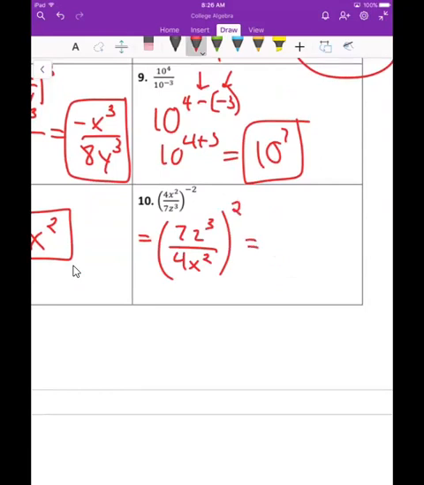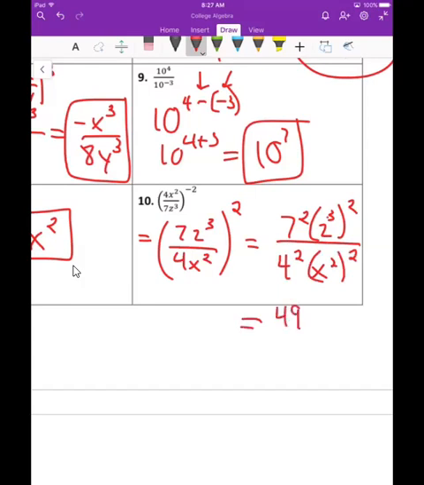This then becomes 7 squared, z cubed gets squared, over 4 squared, and x squared gets squared. So your final answer here would be 49, when you take 7 squared, z to the 6th over 16, from 4 squared, x to the 4th, from taking 2 times 2.